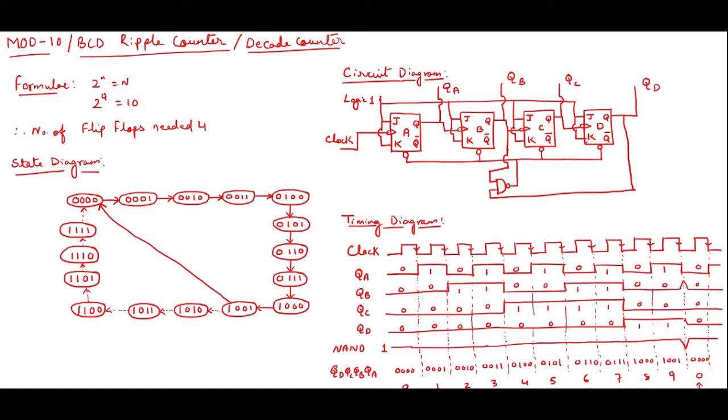Now, to get this 10, what is the value of small n? If I take 3, then it will be 8, so 0 to 7, not possible. So I'm taking 4 over here. That means it will count up to 16, and within 16, that is 0 to 15, 16 states, I'm getting my 10, that is 0 to 9 state. So I'll be choosing 4 flip flops. So the number of flip flops needed is 4. I've written over here.